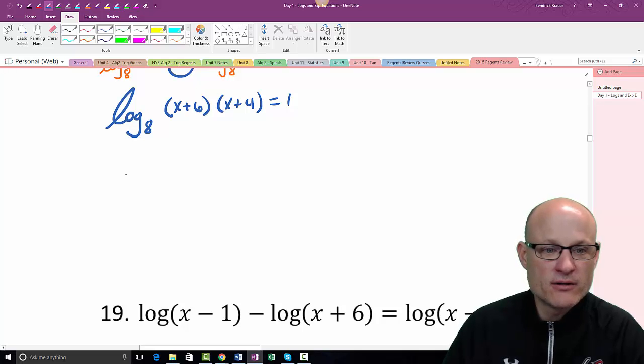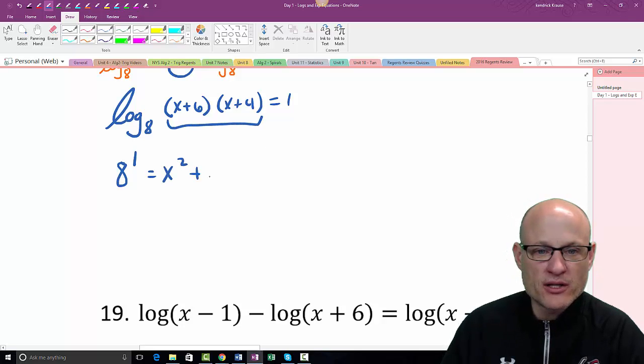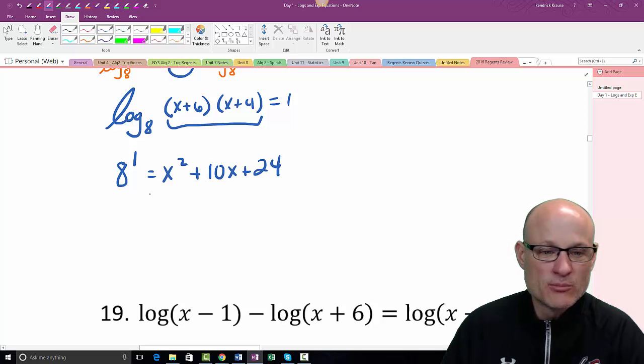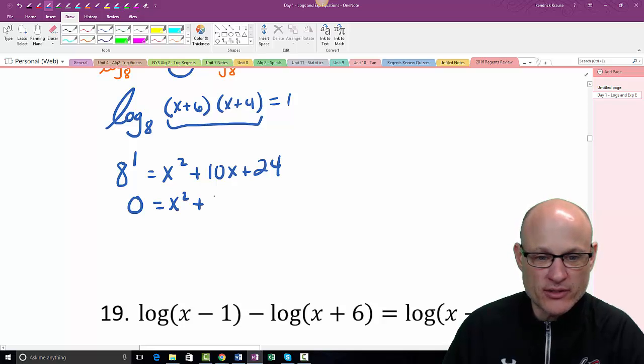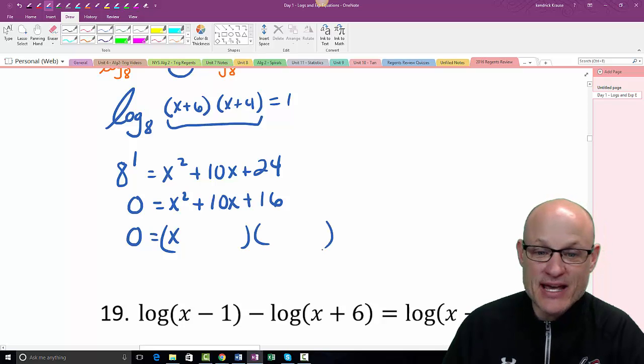Now it's all about that base. 8 to the 1 is equal to, and I'm just going to double distribute this: x squared plus 10x plus 24. Bring the 8 over, I get 0 equals x squared plus 10x plus 16. Got to find a way to multiply to 16 that adds up to 10: x plus 8 and x plus 2.